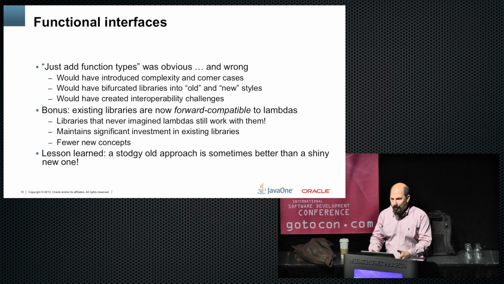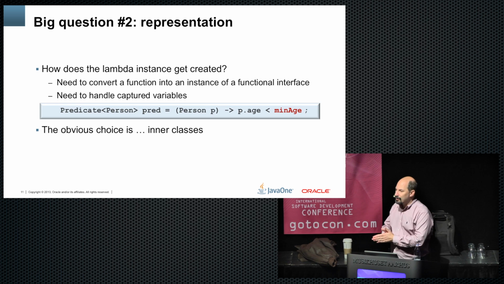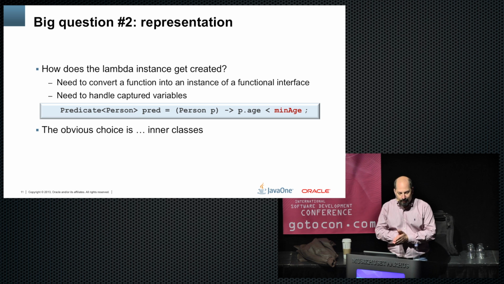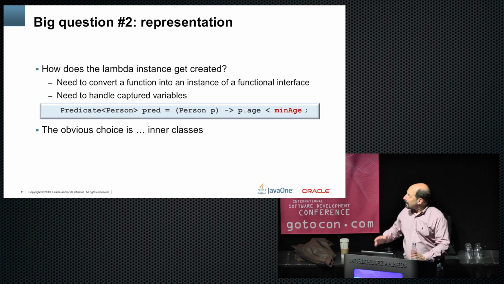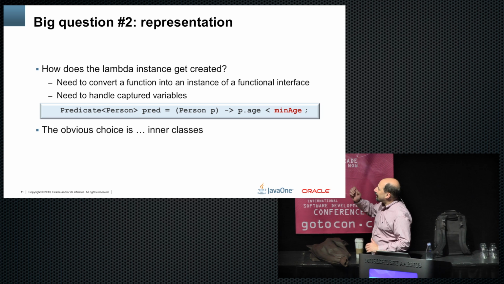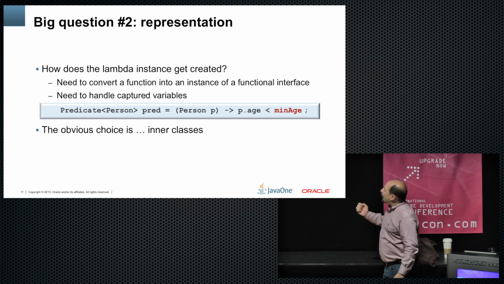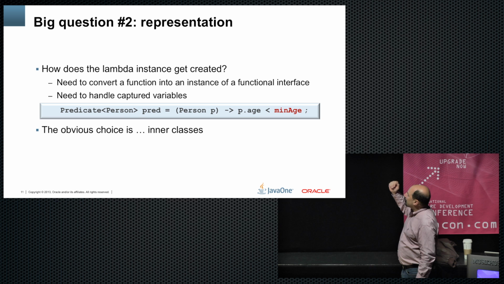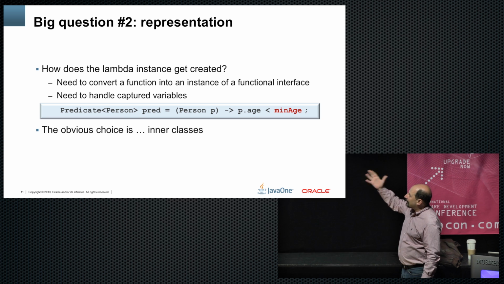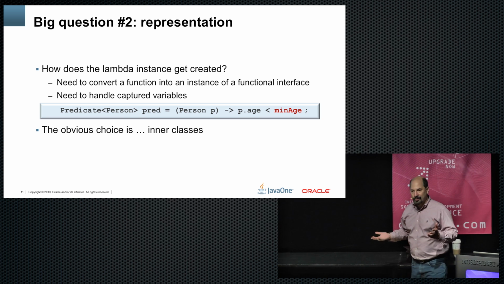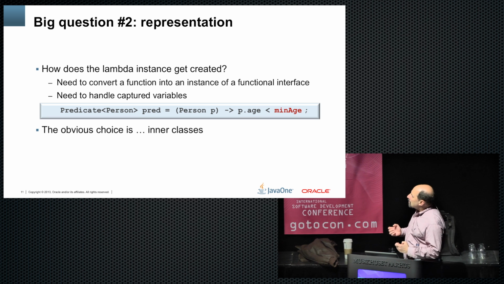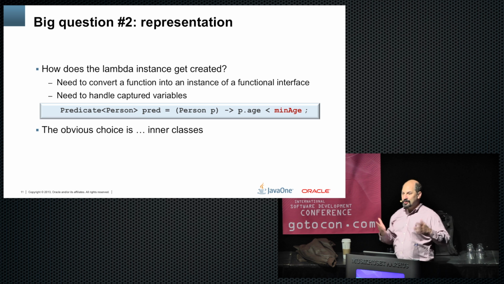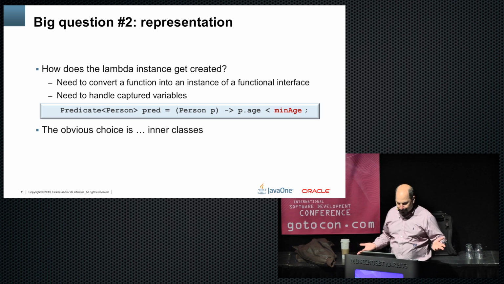Okay, so let's look at another question that we grappled with as we designed this feature. How does a lambda instance get created? What is this runtime representation? So like I had in this example here, we have a lambda expression on the right, which is a function from Person to Boolean. On the left-hand side, we're assigning it to a Predicate of Person, which is morally a function from Person to Boolean. So the compiler sees this code, it needs to produce some bytecode. So what bytecode should it produce?